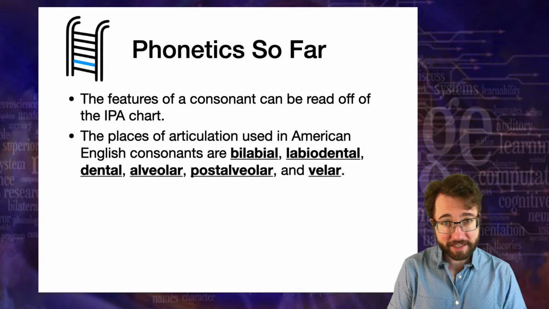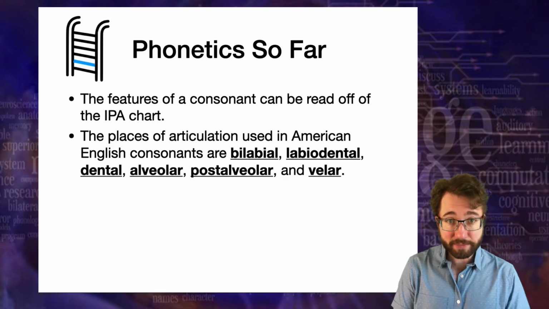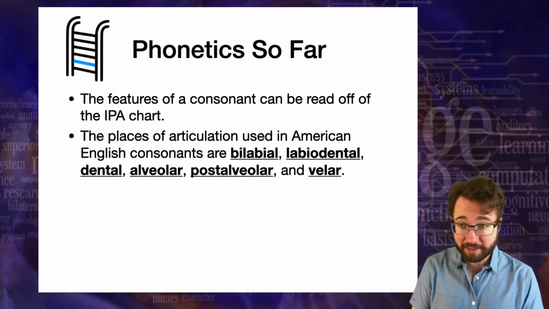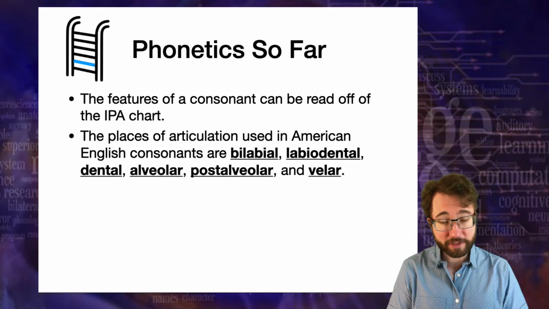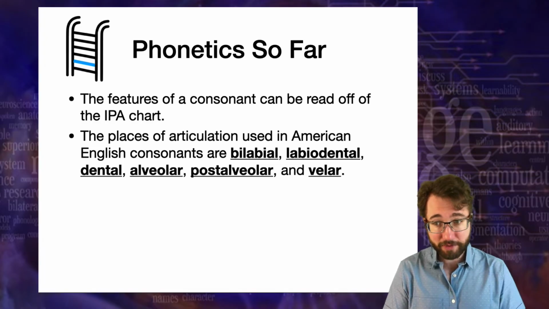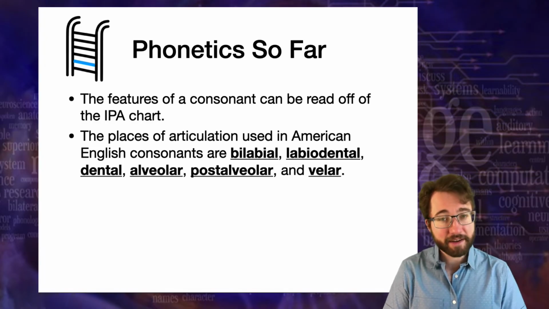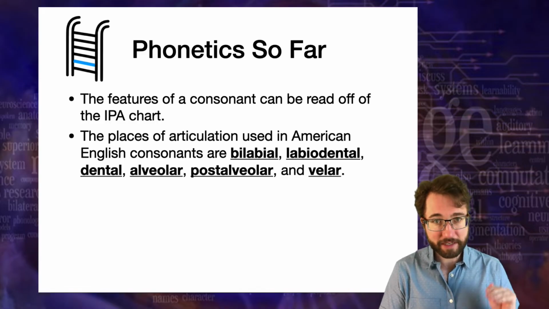The places of articulation that are used in American English are bilabial, with the two lips, labiodental, with the lips and teeth, dental, which is the tongue against the teeth, alveolar, postalveolar, and velar. Alveolar is touching the alveolar ridge at the top front of your mouth. Postalveolar is just behind that. The velar consonants are touching the soft palate, the soft area that's behind your hard palate. You touch that with the back of your tongue.